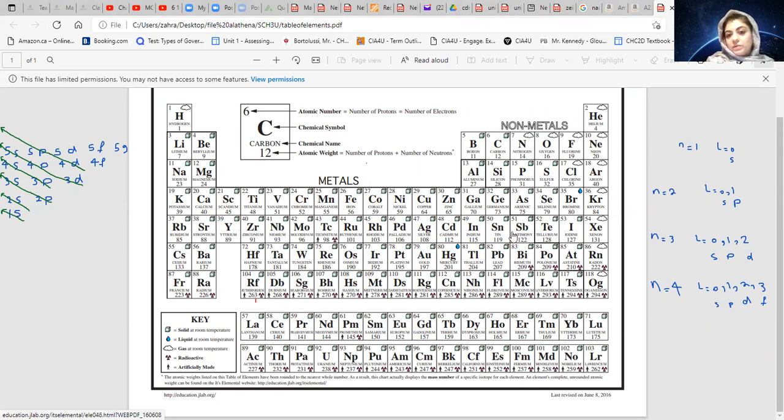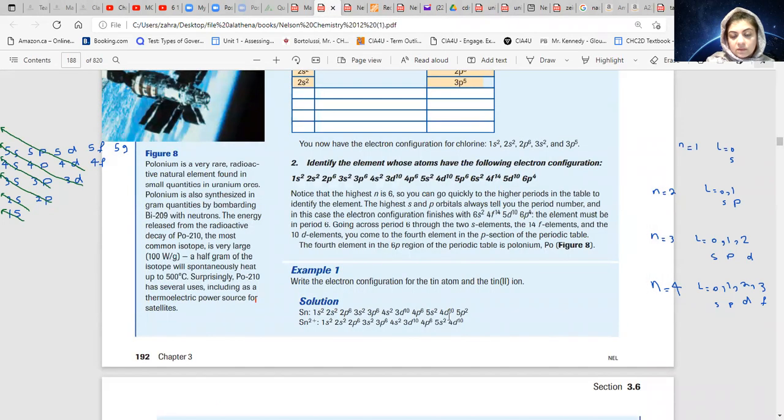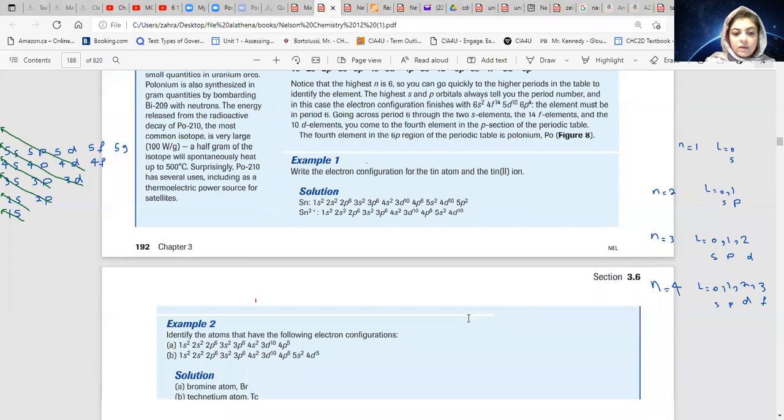Basically, you have to fill all the previous ones in order to get to the Sn. You can check the textbook answer and you see you end with 5p2, and I just said all of that, just following this period. For Sn 2 plus, you have to take electron from the outermost. The outermost one is the 5th orbit. The 5th orbit is p2, so you take the electron from that, and it's empty now.